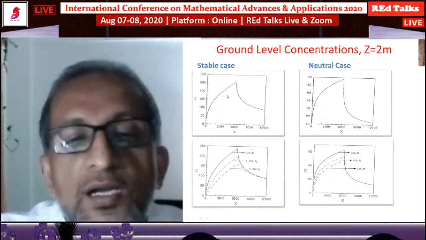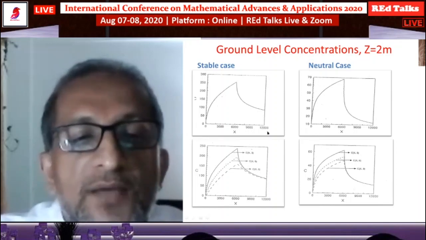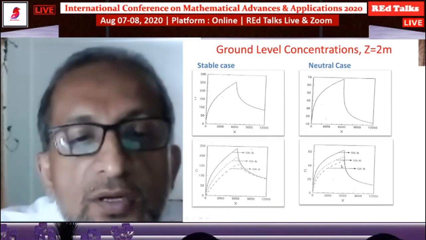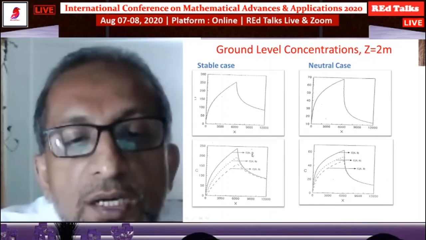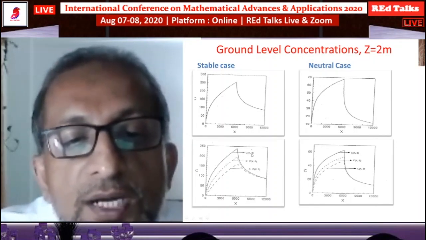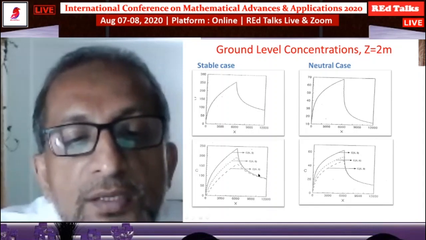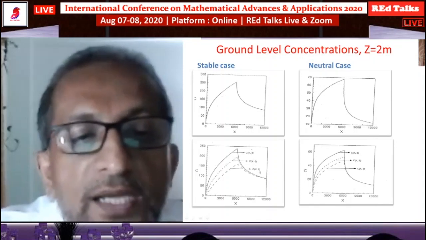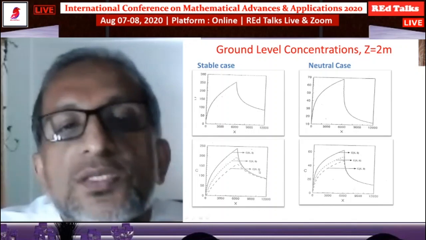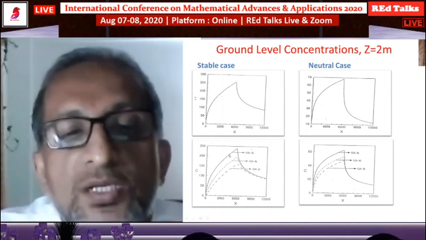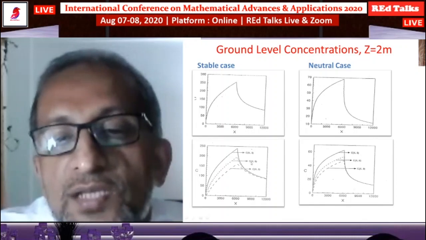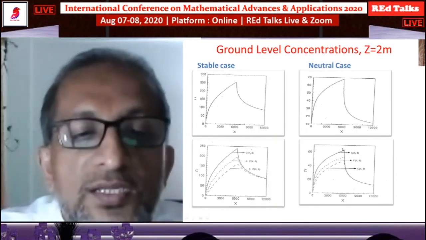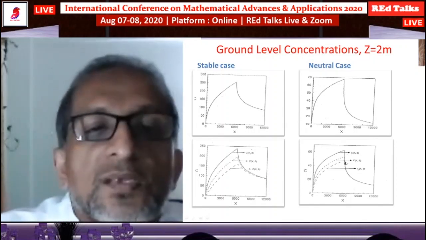And here are some more example graphs for different heights: 3 meter, 6 meter and 9 meter height. These two are for 2 meter, and this is for 3, 6, 9 and 3, 6, 9 for the neutral and the stable conditions.